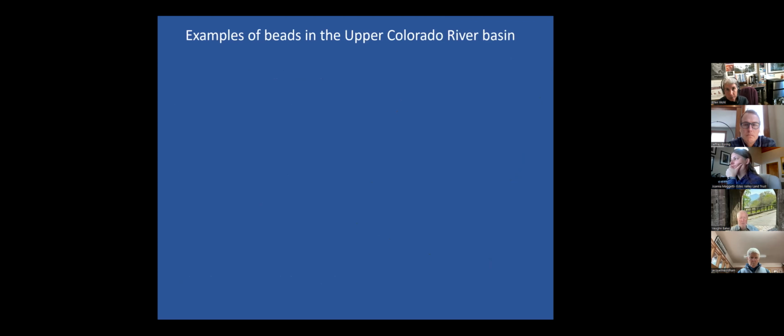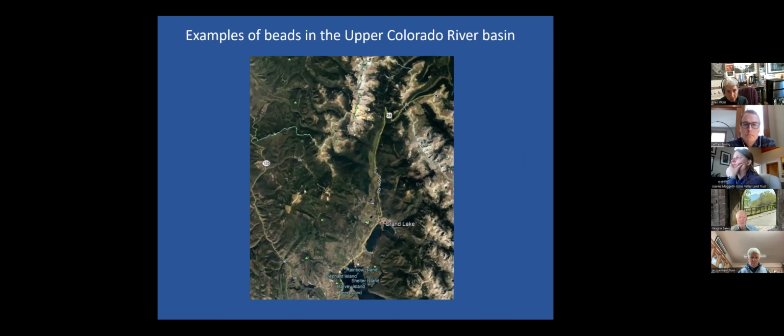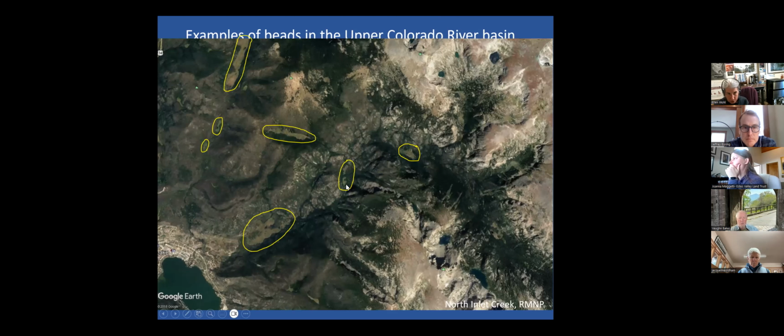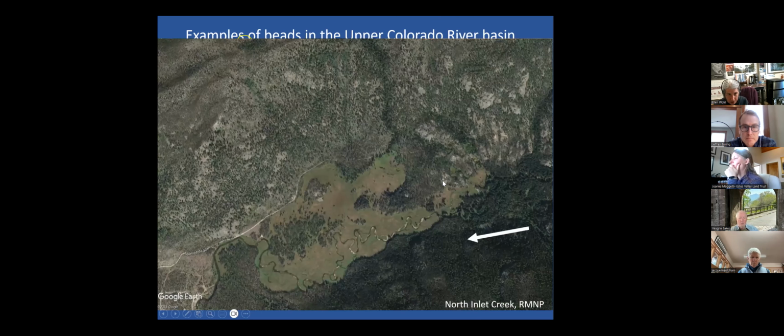So if we look at the Upper Colorado, for example, a zoomed out version of Google Earth, around Grand Lake, as you start to zoom in, I've just highlighted with yellow here, you can see these lighter green patches on the valley floors or in the floodplains, and you zoom in, and this is a good example of a bead. If you look upstream here, again, the white arrow is indicating flow direction. There's a channel there. I think that's North Inlet Creek. That's steep and narrow. Then it comes down into this wide, low gradient portion.